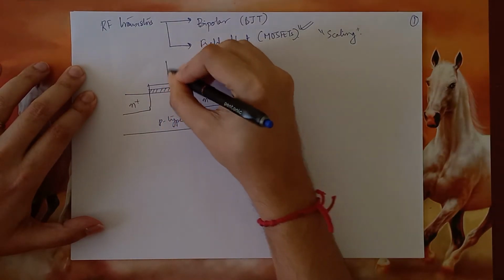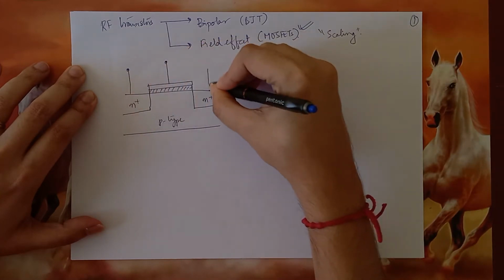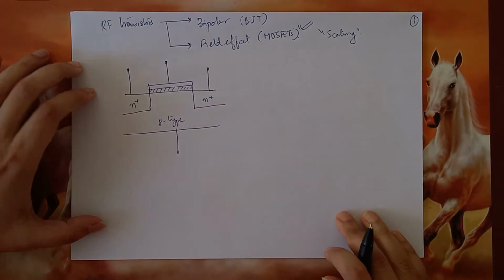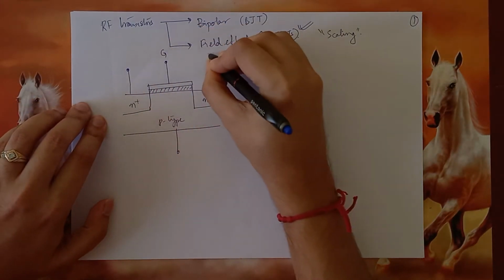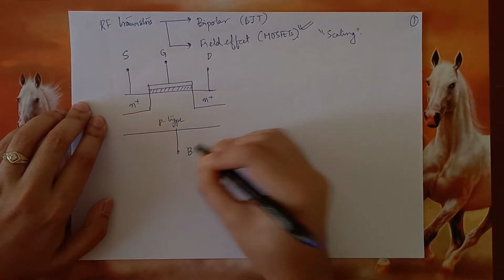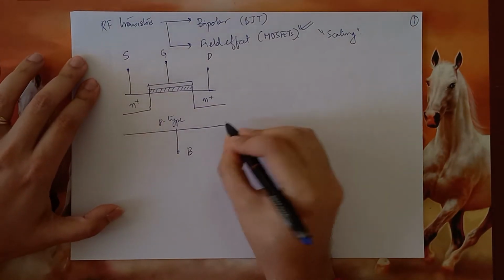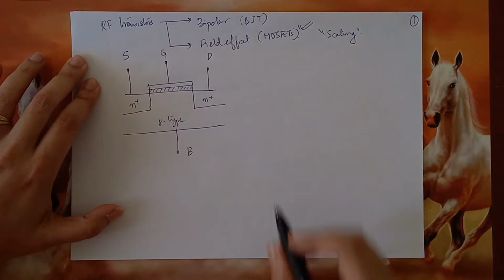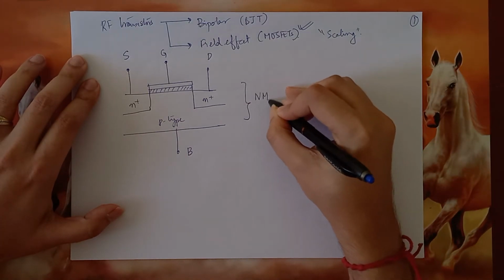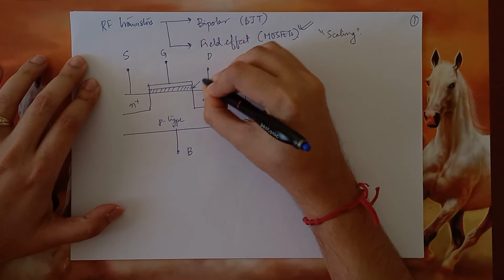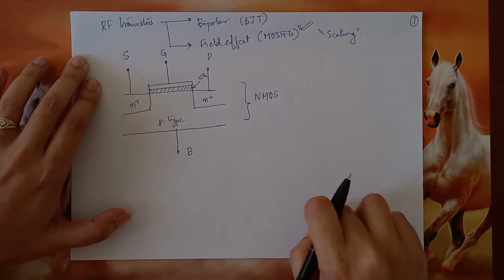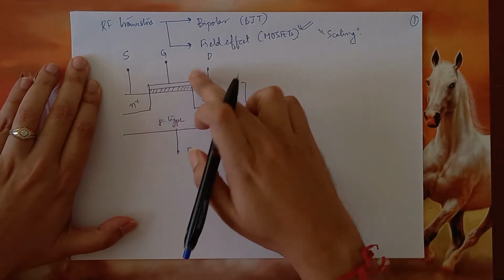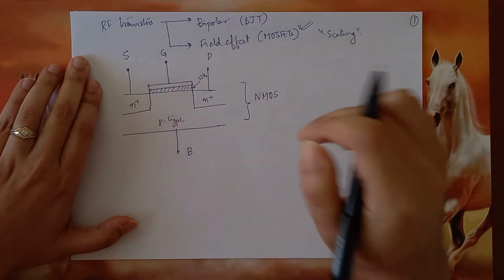So a MOSFET is a 4-terminal device. So the 4 terminals are called the gate, the drain, the source, and the body or bulk. So the MOSFET that is made using a p-type semiconductor is called as an NMOS. This shaded area is silicon dioxide, which is an insulator, and the gate material is conventionally a metal, but more recently people are using polysilicon.